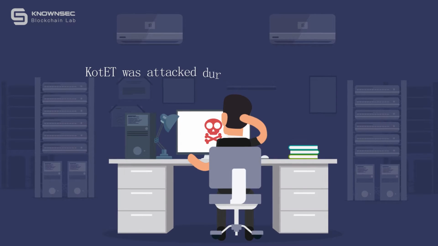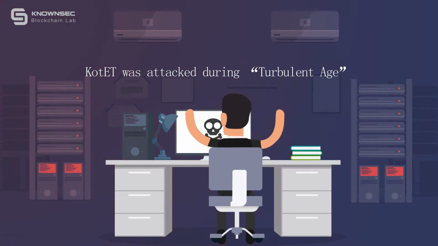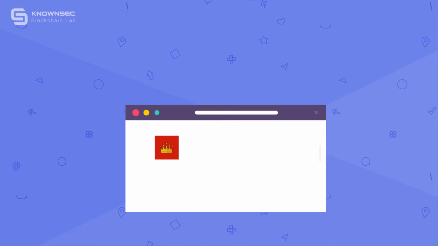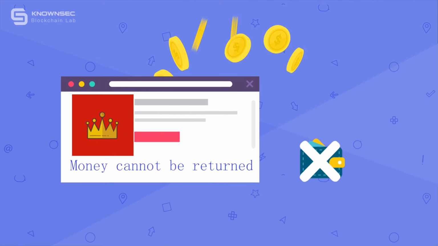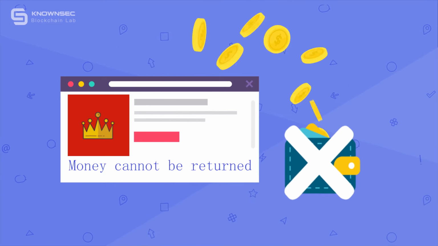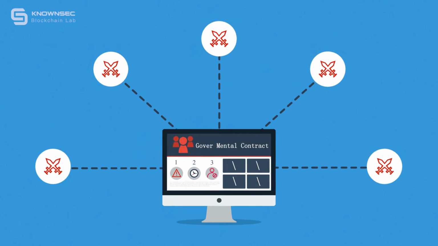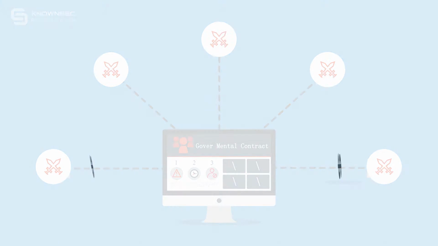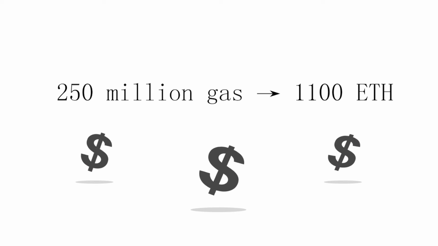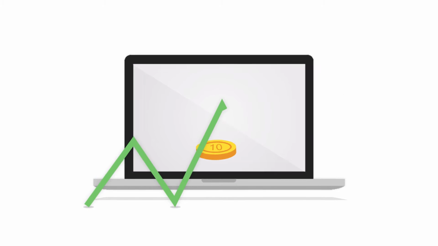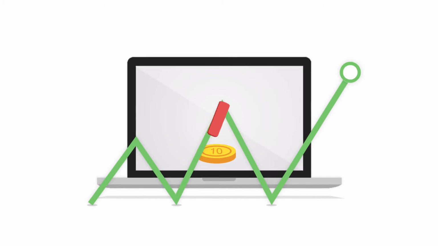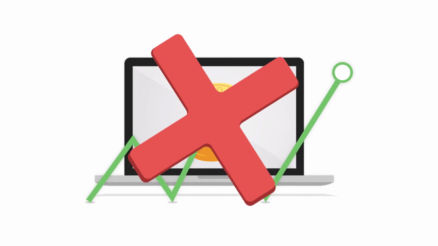On February 6, 2016, Call of Duty was attacked during Turbulent Age, which made it impossible for some characters to have their money returned to the player's wallet. In June of that year, the governmental contract was also attacked. Attackers obtained 1,100 Ether tokens from 2.5 million gas transactions, which far exceeds the maximum gas capacity of the contract, resulting in the suspension of transactions.